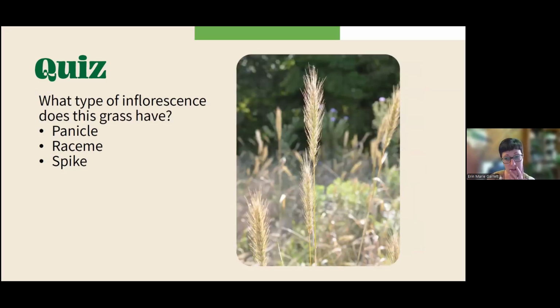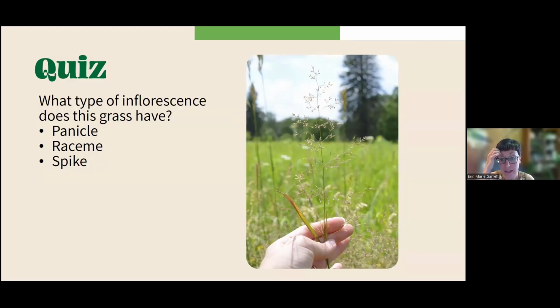Okay, next one. This is going to be one of our rye grasses. Any guesses? Panicle, raceme, or spike? Can't fool you. You're all pros. Definitely a spike on this one. Okay, how about this one? This one is red top. If you are familiar with that grass, red top.